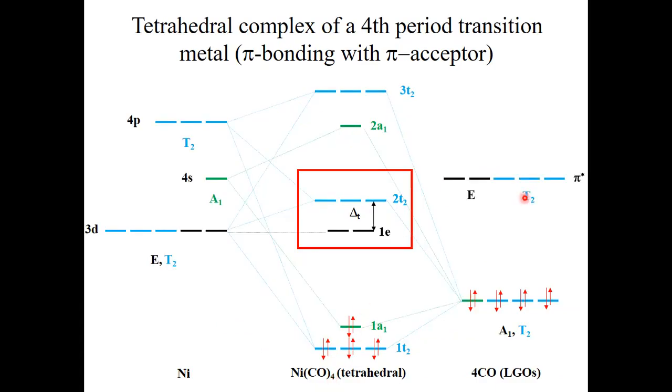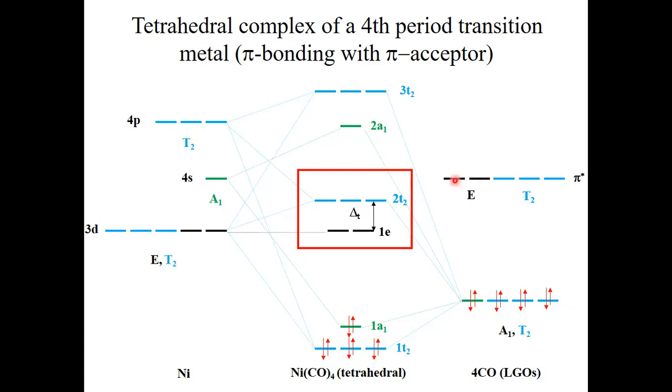Now we saw that we also have T1 ligand group orbitals, right? But we do not need to consider them here. That is because we do not have any T1 metal orbitals, and therefore any T1 ligand group orbitals would remain non-bonded. So let us construct additional molecular orbitals using these E and T2 orbitals.